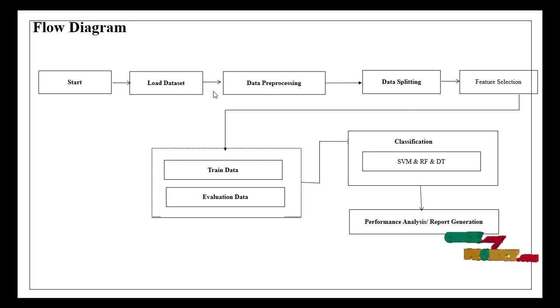This is our flow diagram. From the start, we load the data set, pre-process it, split the data, and extract the features. In the data splitting, we split it into train and evaluation data. After the data splitting, apply the classification: SVM, RF and DT. Finally, performance analysis, that is report generation.